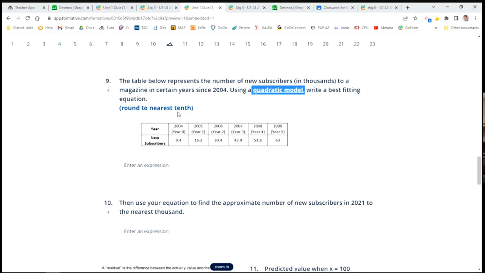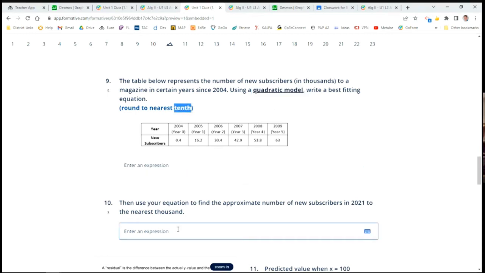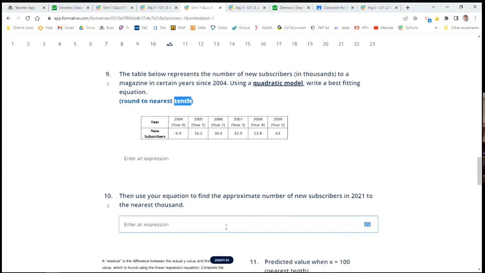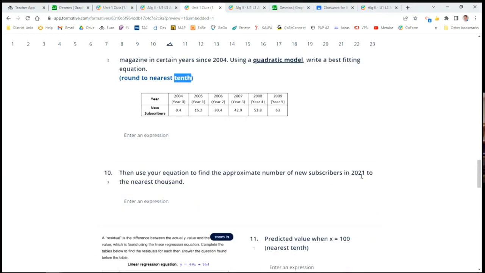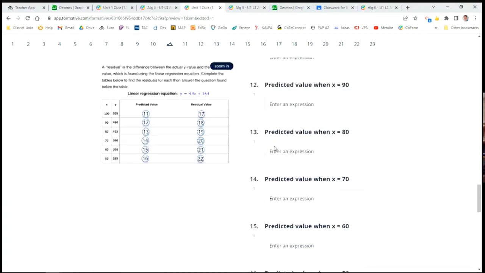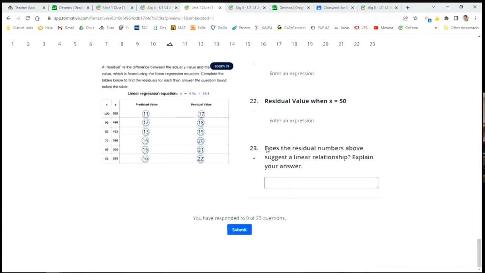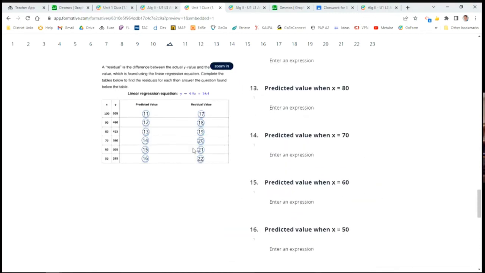So after you do that to the nearest tenth, then use that to find the approximate number of new subscribers in 2021. Right? And it gives you the years right there. So you're expanding the table. If the table went all the way to 2021, what number would be the number of new subscribers?